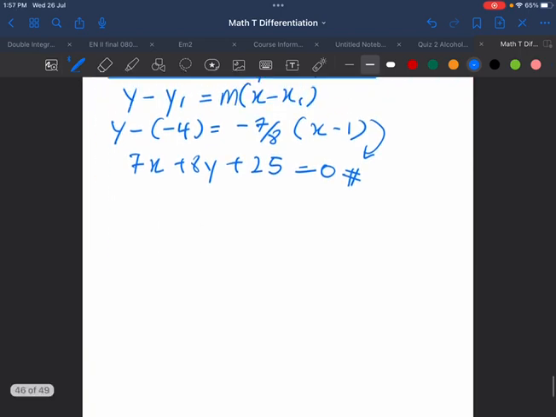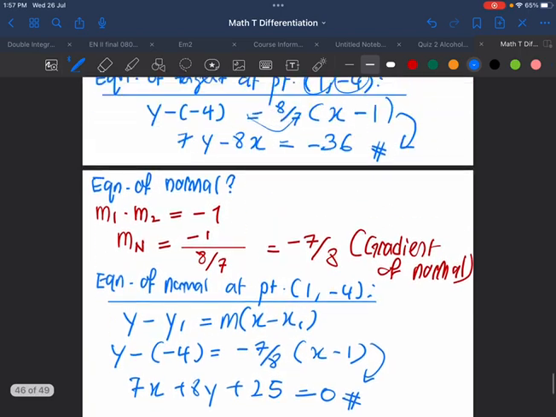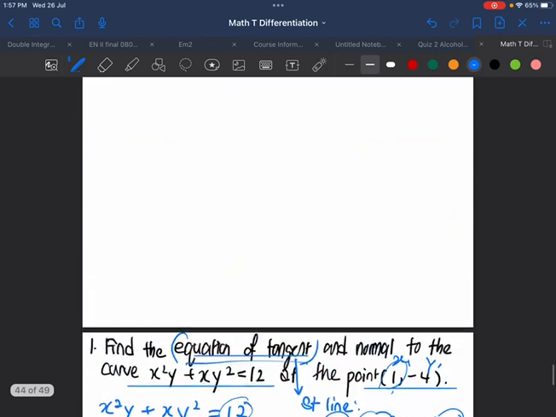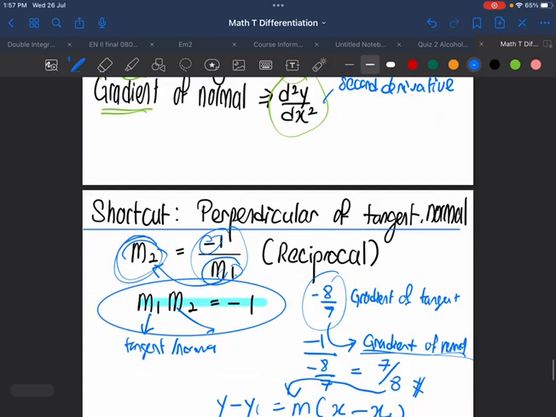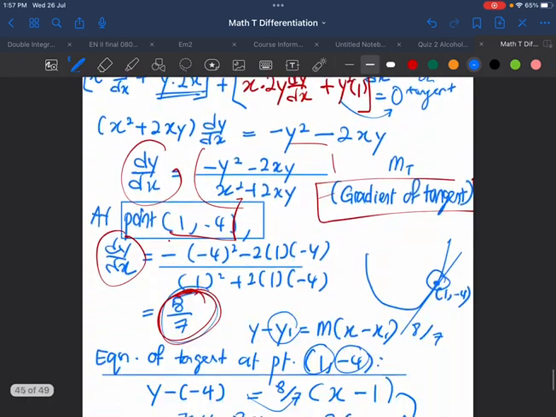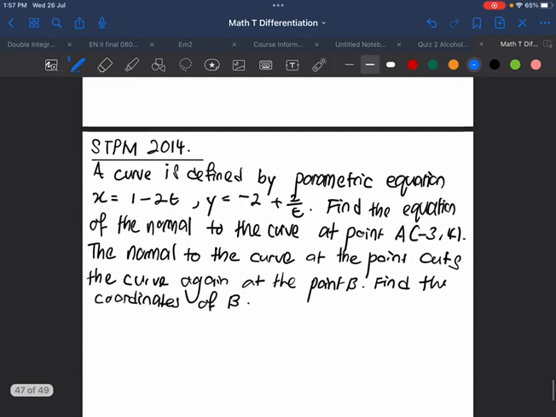Alright, so here is how we solve the equation of tangent and equation of normal, just using the shortcut of m1 m2 equals negative 1, because the tangent and normal are actually negative reciprocals of each other. So for the next question, let's see a past year question.